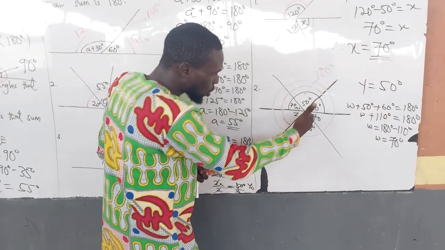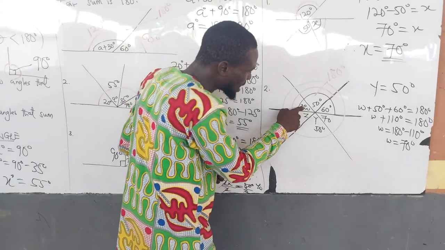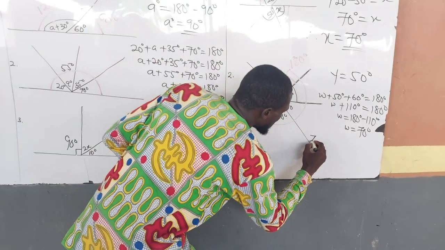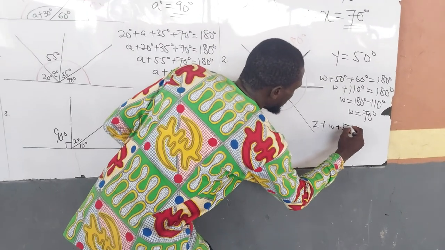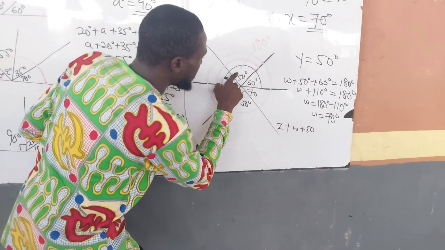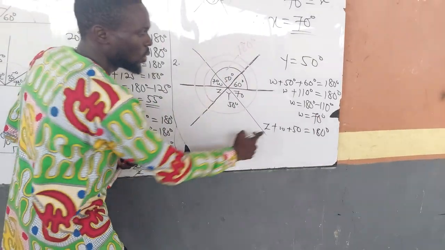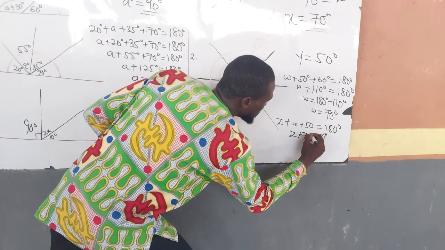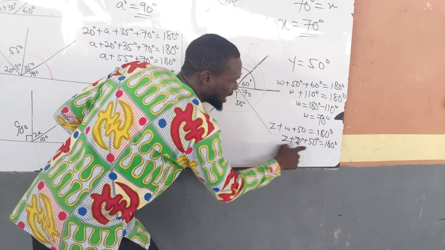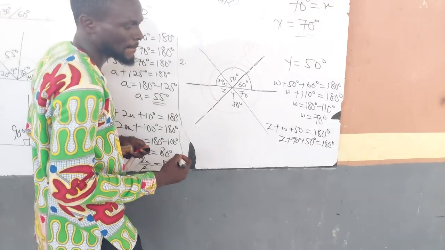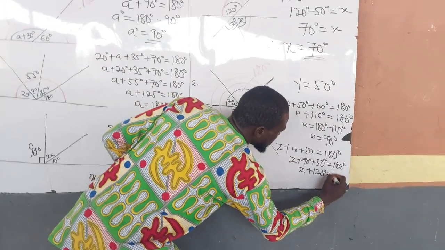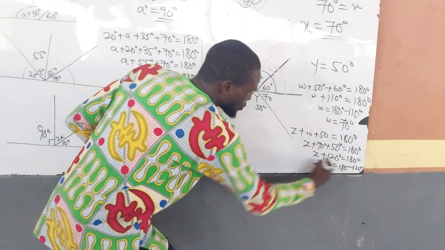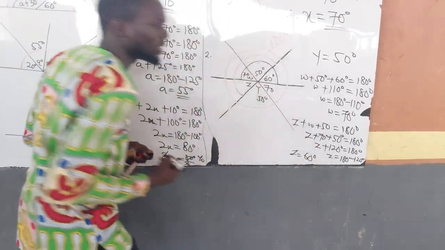So if you take this as your straight line, you add this plus this plus this, then you equate it to 180. So let's say you want to take it on a straight line. We are going to say z plus w plus 50 is equal to 180 degrees. We have solved for w and we said w is 70. So z plus 70 plus 50 degrees is equal to 180. Adding this is going to give you 120. So we have z plus 120 degrees is equal to 180 degrees. Z is equal to 180 degrees minus 120 degrees.